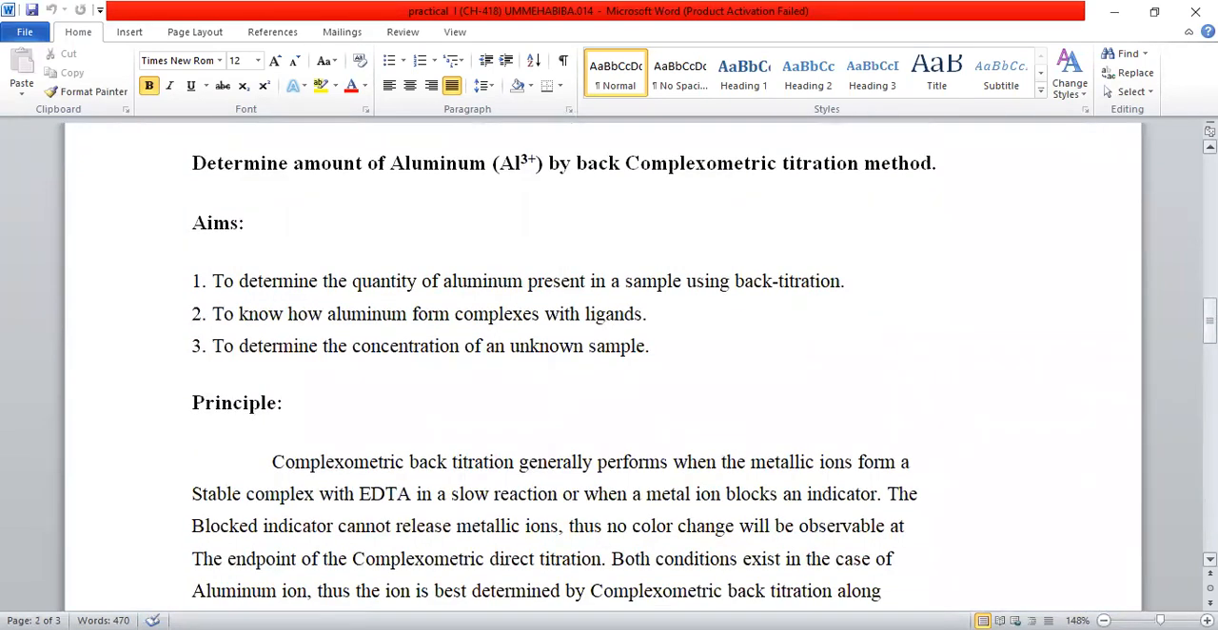So let's start with the aims of this practical. First one is to determine the quantity of aluminium present in a sample using back titration. The second one is to know how aluminium forms complexes with ligands. The third one is to determine the concentration of an unknown sample.